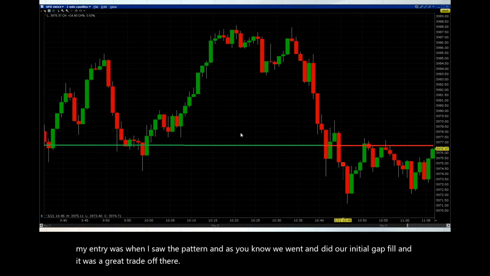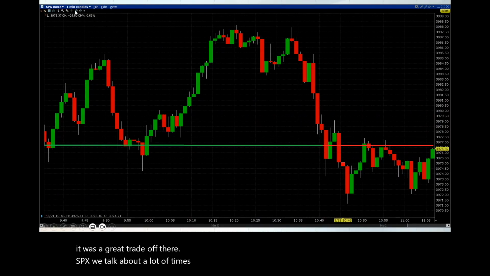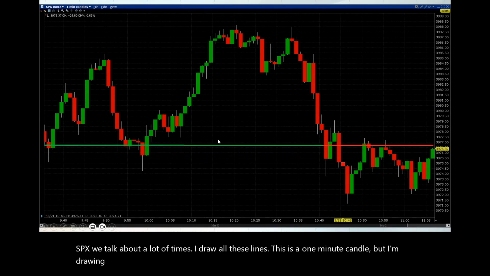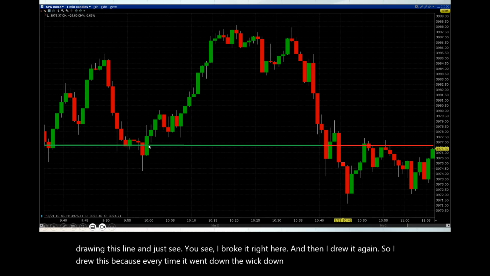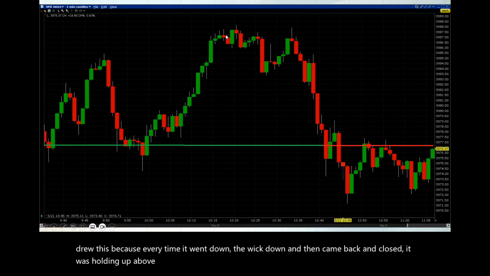SPX, we talk about a lot of times. I draw these lines. This is a 1-minute candle, but I'm drawing lines all day long. You can always eliminate them if they don't hold true. But I started drawing this line, and you see I broke it right here, and then I drew it again. I drew this because every time it went down, the wick down, and then came back and closed, it was holding up above this trend line.